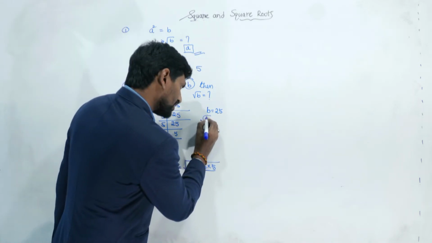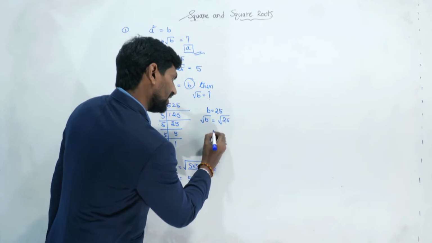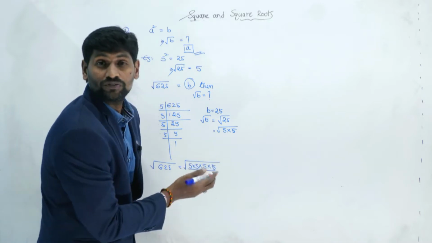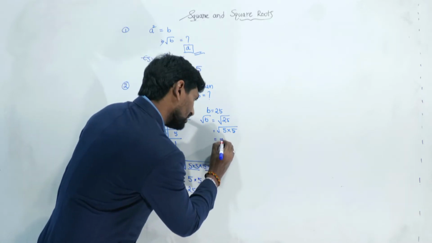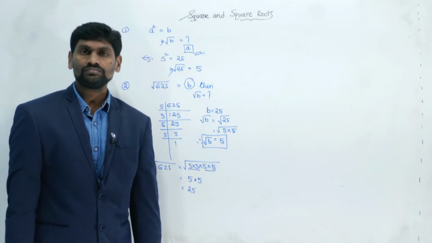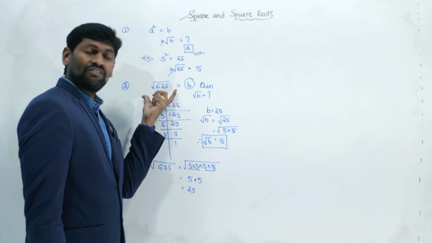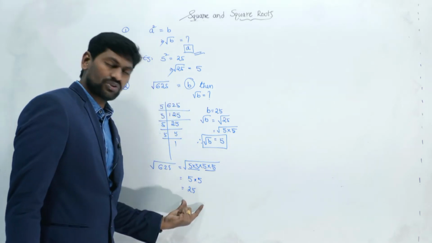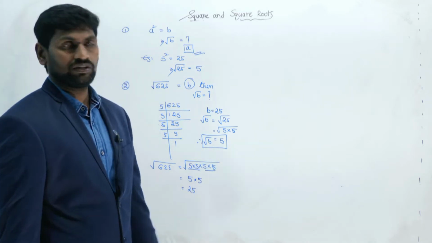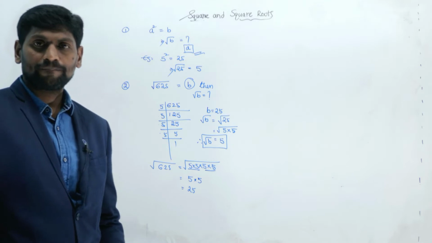Now again we need to find the square root of B. B value is 25, which we can write as 5 into 5. From these two 5s, only one 5 will come. Therefore the square root of B equals 5. Check once: first I found the square root of 625 as 25, and again the square root of 25 becomes 5. The answer, root B value, is 5. Okay, check.